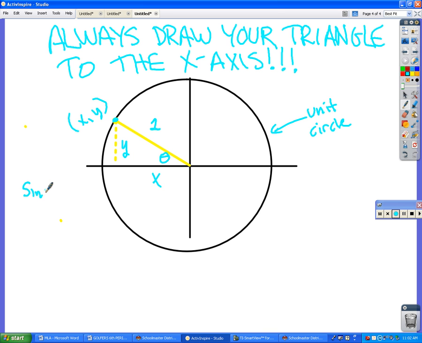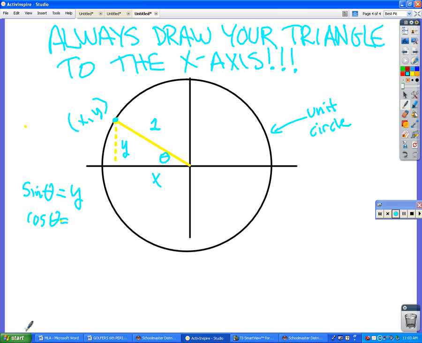If I wanted to figure out the sine of that angle, based on what we were doing on the previous page, it would be the opposite side, which is y, over the hypotenuse, which is 1, so it's just y. So y equals the sine of theta. And I can do the same thing with cosine, except now it's going to be the adjacent side.